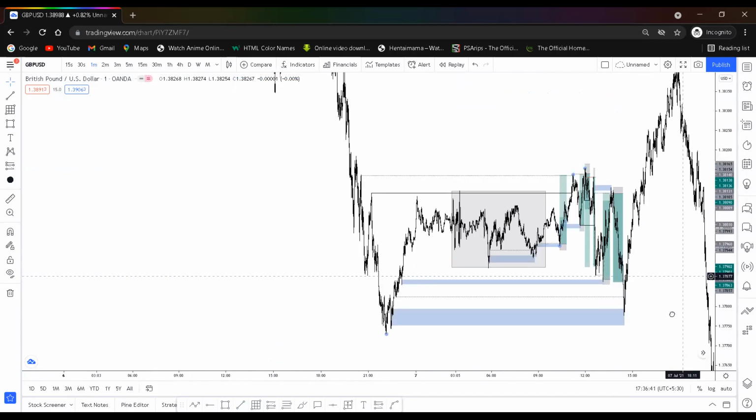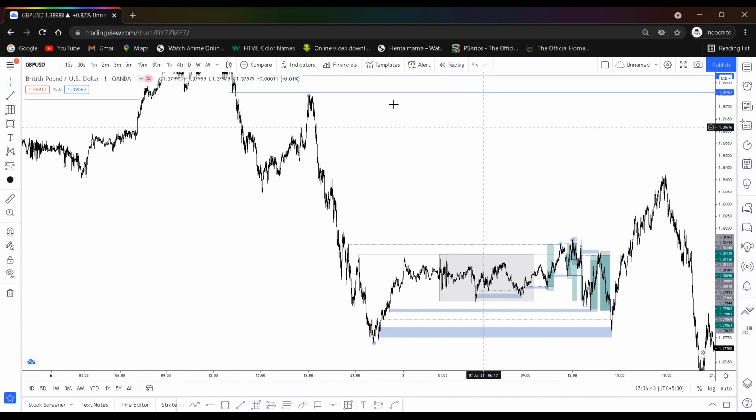So now that's done. Now this was our whole range from this high. See, it gets crazy, from this high to this low.